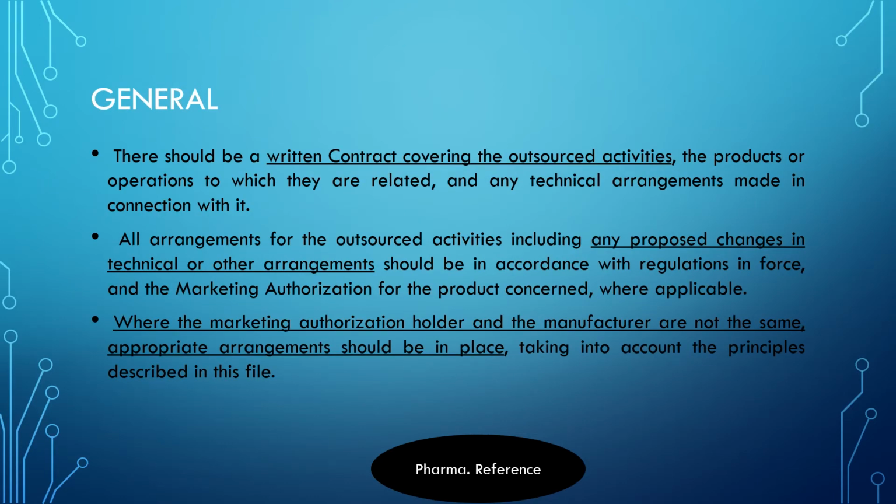General: there should be a written contract covering the outsourced activities, the products or operations to which they are related, and any technical arrangements made in connection with it. All arrangements for the outsourced activities, including any proposed change in technical or other arrangements, should be in accordance with regulation in force and the marketing authorization for the product concerned where applicable. Where the marketing authorization holder and the manufacturer are not the same, appropriate arrangements should be in place, taking into account the principles described in this chapter.